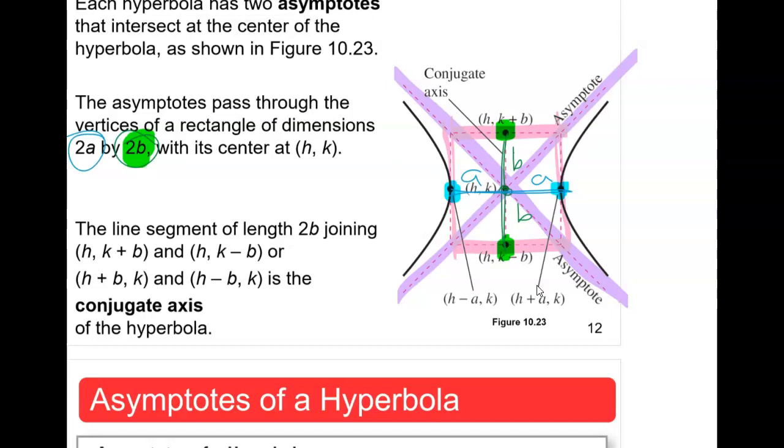So to find those points, the ones that are not the vertices, but they help shape that box, we will be using the formulas that you see here. And for a horizontal hyperbola, the change will be made to the vertical. Because remember, for the vertices, we do the change to the horizontal. Like that.